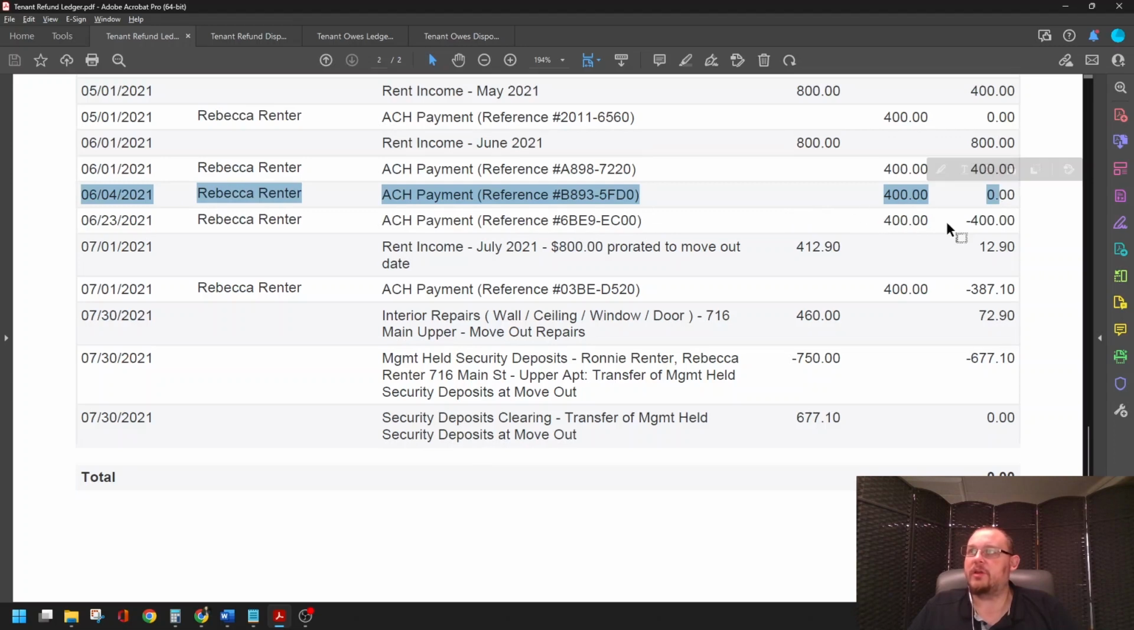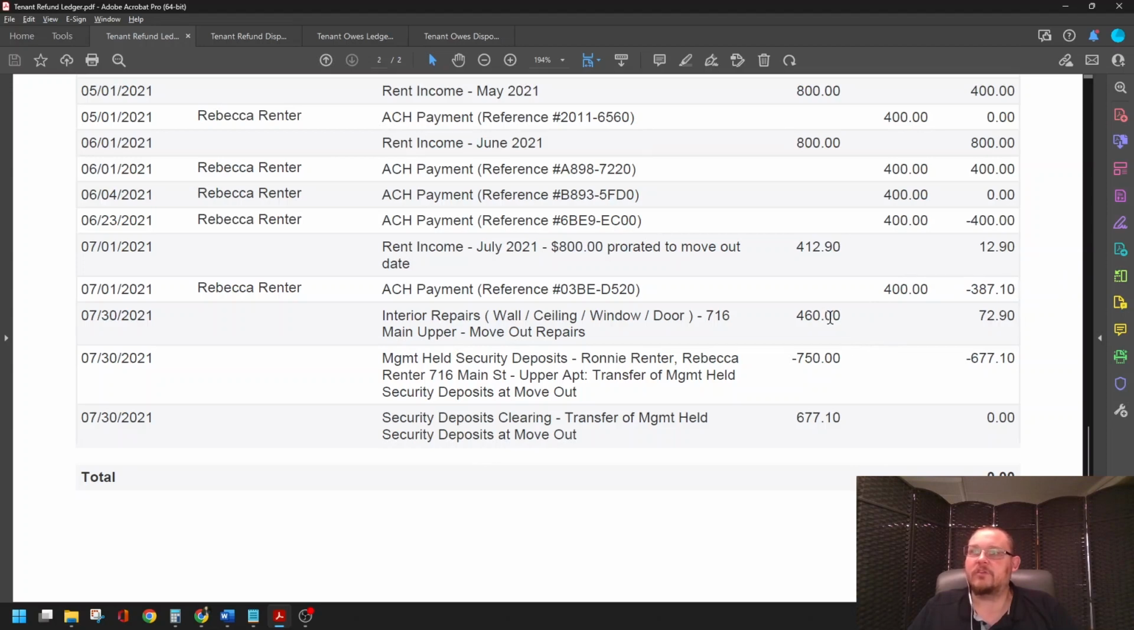There was a prepayment here of $400 going into July. The July rent normally would be $800, but this was prorated down to the $412.90, which left them with a balance of $12.90. And then obviously Rebecca made her rent payment of $400 on the same day as the rent charge, which gave them a credit of $387.10.